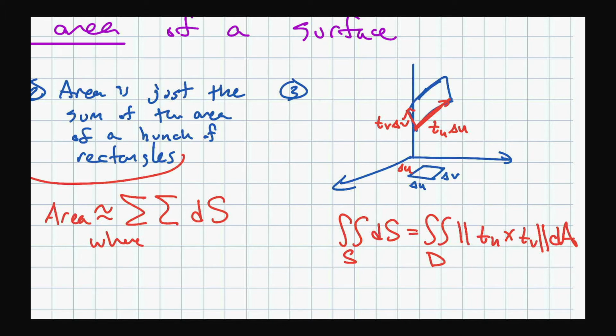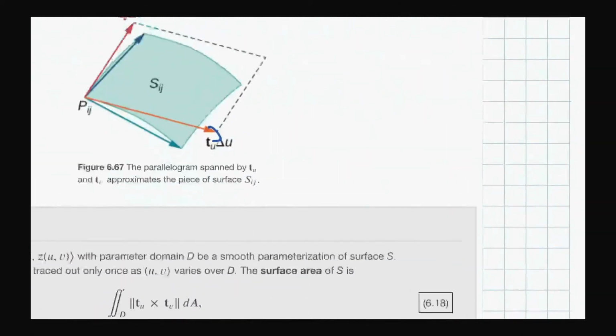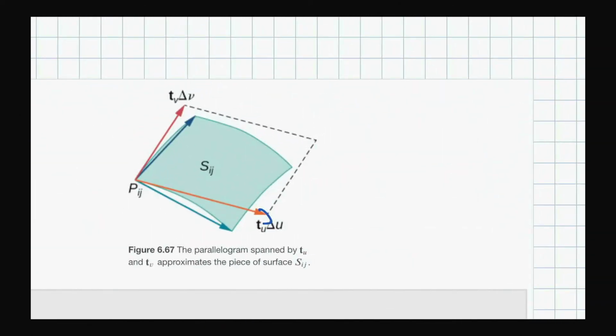Okay, now if you are asking yourself, why is there a cross product? That's because this is a parallelogram. So just recall, right?